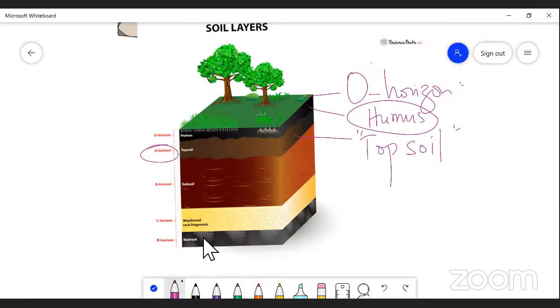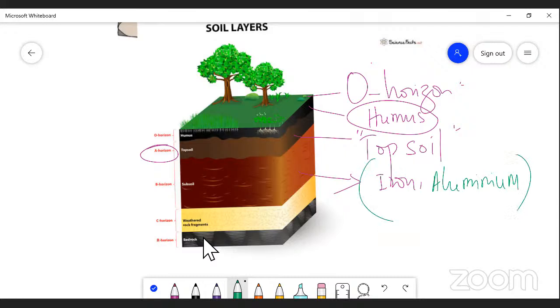Then followed by subsoil, the B horizon. The subsoil is also known simply as the region where you see iron and aluminum, and some heavy metals are also deposited in the region of the B horizon, right? And very next to the B horizon, you can see the C horizon.